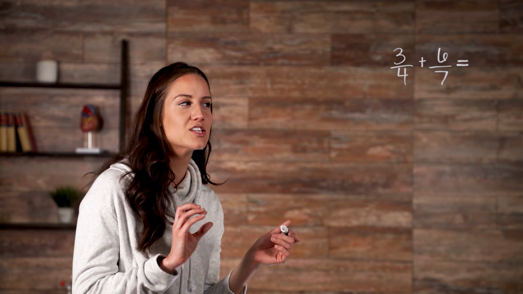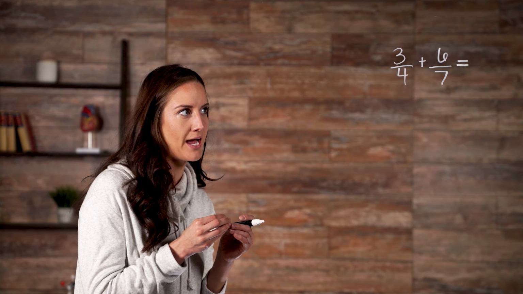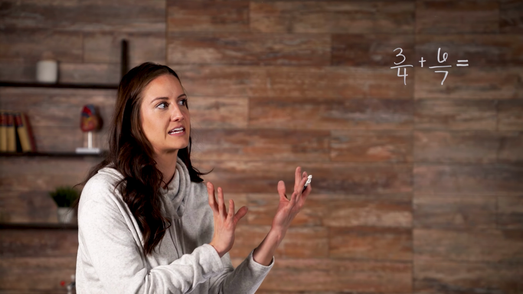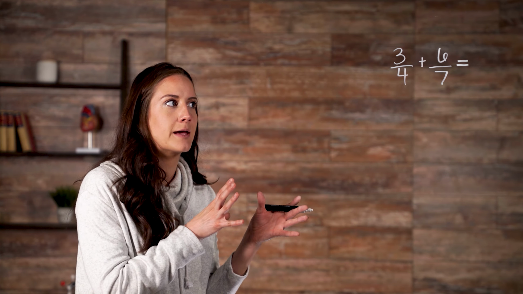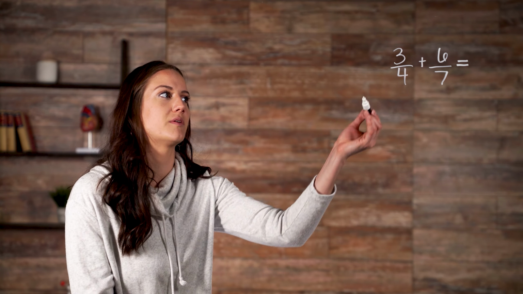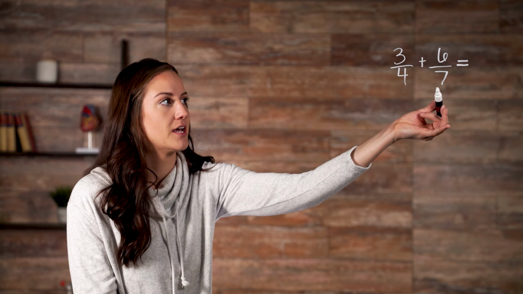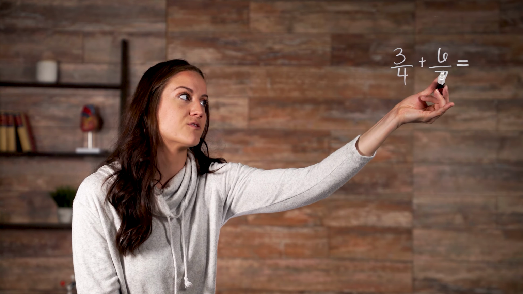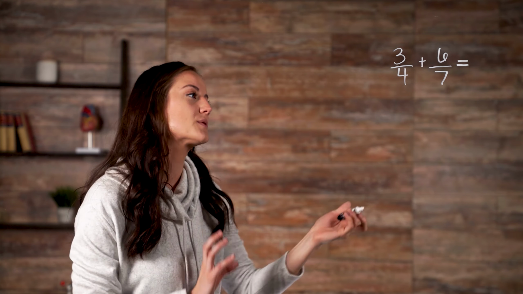So at first glance, it doesn't look like these numbers have much in common, such that we would be able to multiply or divide 4 by anything to get 7, or 7 by anything to get 4. So a lot of the times when you have problems like this, what you end up having to do is multiply this fraction by the denominator of the other fraction. And likewise, we would multiply this fraction by the denominator of this fraction. So here's what that looks like.